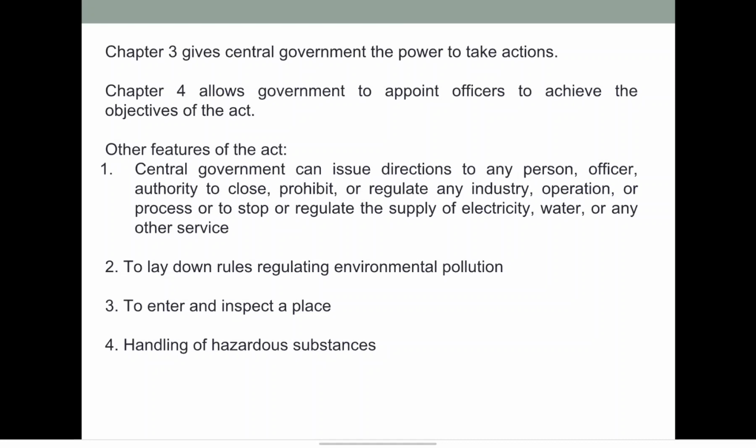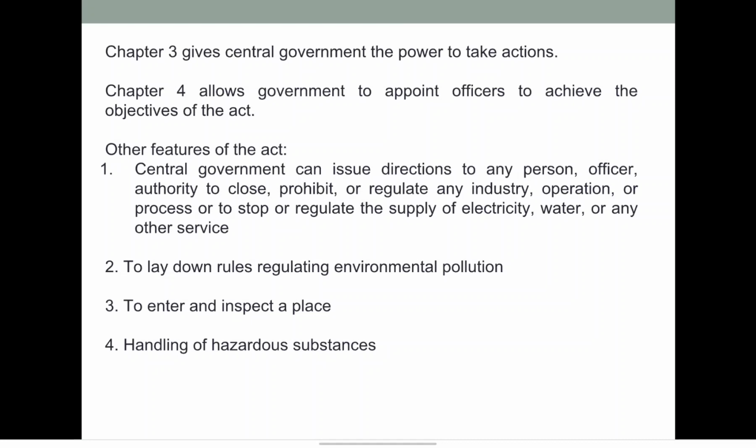See, what happens if any industry, operation or process is found to cause harm to the environment? Then the central government can issue directions to that person to first stop emitting the pollutant or stop any process that is harming the environment. If the person doesn't, it can close that industry, or prohibit the industry, or regulate any operation or process. It can also stop the supply of electricity, water or any other service to such industry or to such operating units.